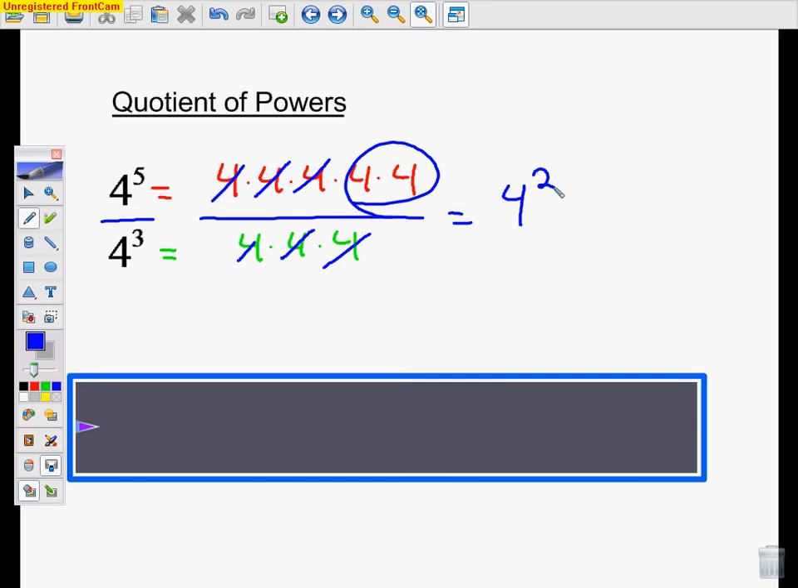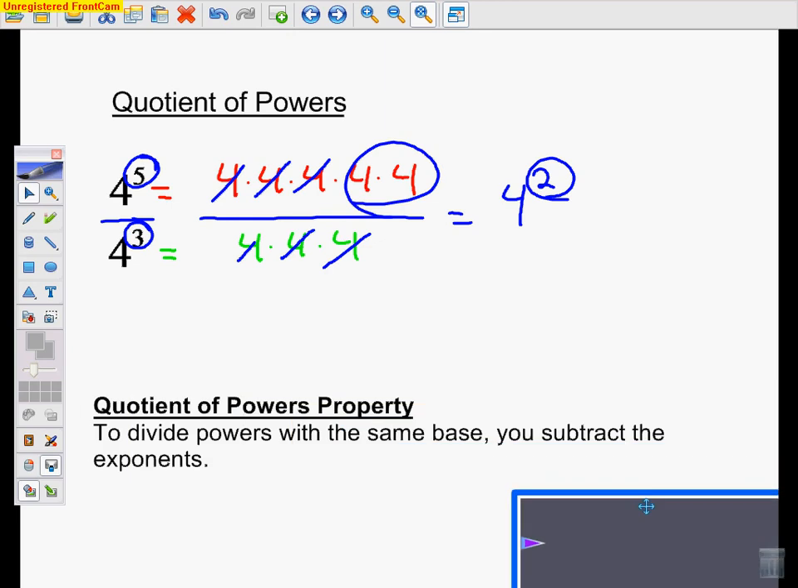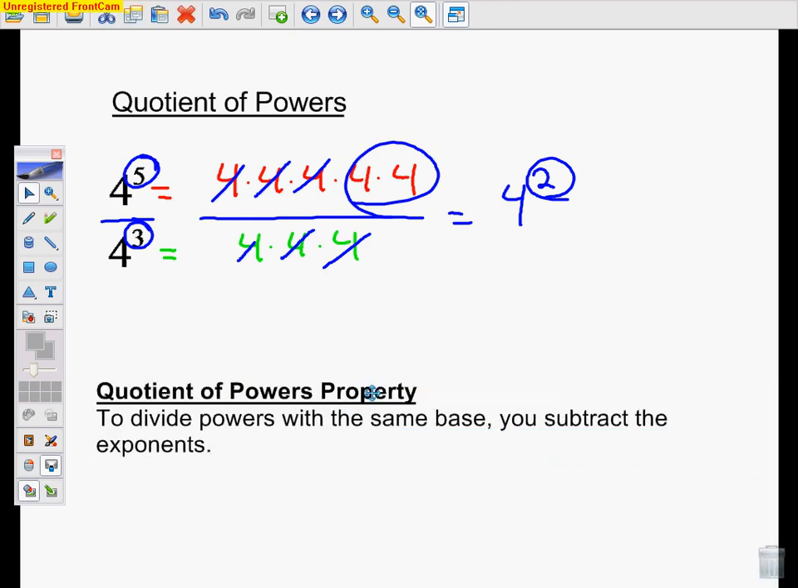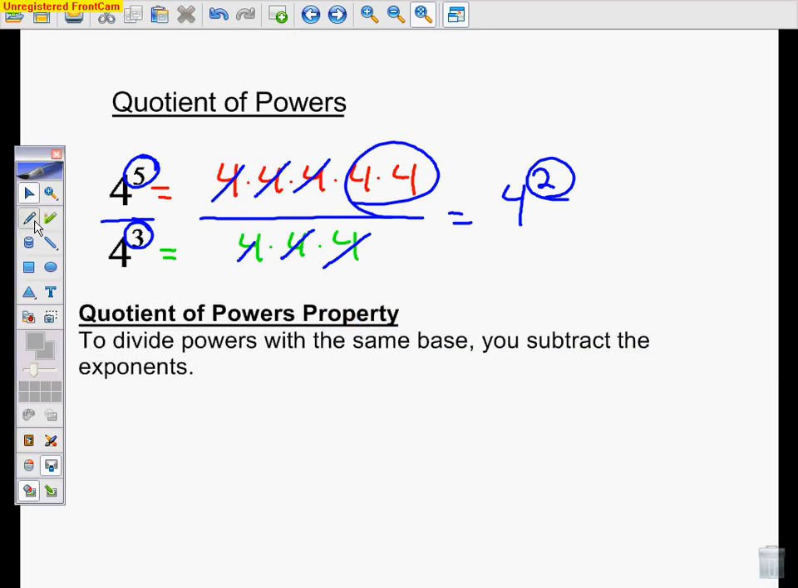Now, if you notice from the beginning of the problem to the end, all we really did was subtract the exponents. 5 minus 3 is 2. Now, that property is called the quotient of powers property. To divide powers with the same base, very important, with the same base, you subtract the exponents.